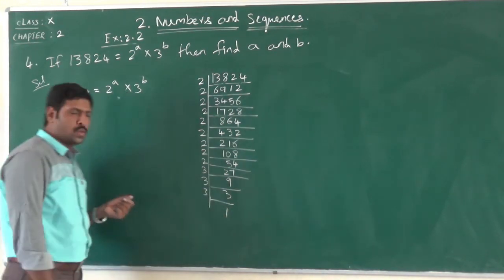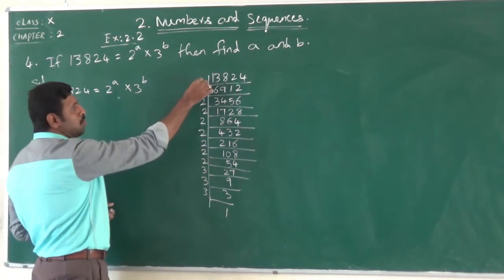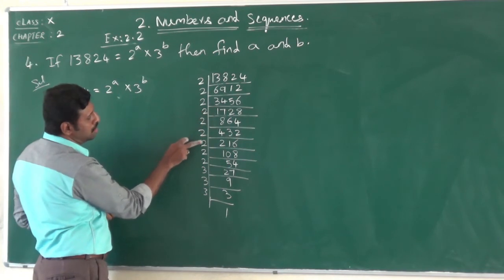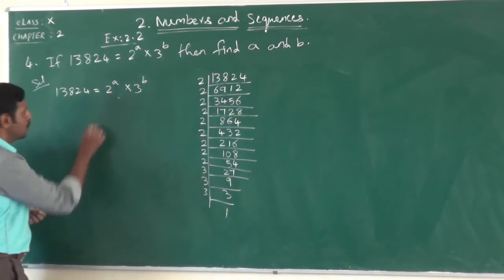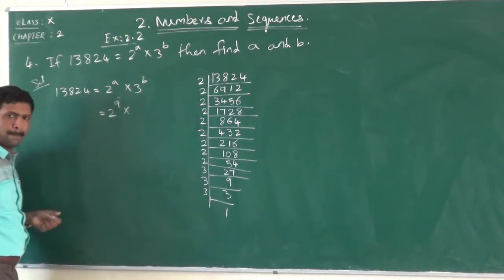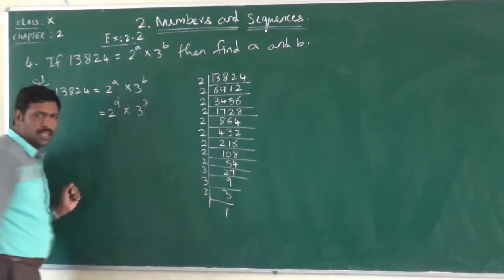So these are the prime factors. Now here we have how many times of 2 we have seen? 1, 2, 3, 4, 5, 6, 7, 8, 9. So this term is equal to 2 power 9 into 3 power 3.